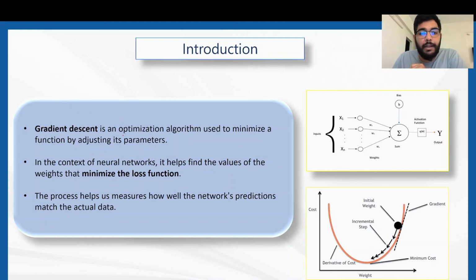So gradient descent is an optimization algorithm used to minimize a function by adjusting its parameters. What exactly is meant by a neural network, or why do we train a neural network? The main objective of training any artificial neural network is to have good or valid predictions with respect to any business use case. To achieve that, we train that particular model using historical data.